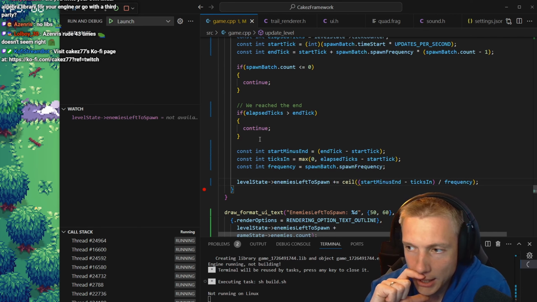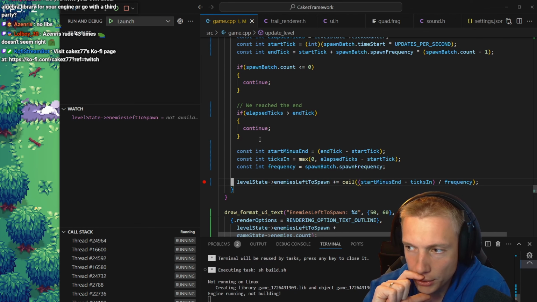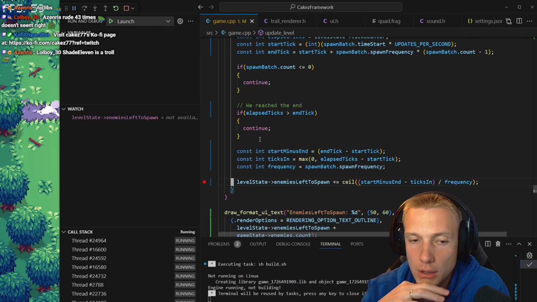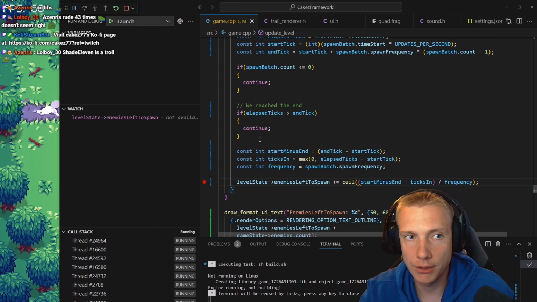Did you write your own linear algebra library for this engine or go with a third party? Hello, Fluffy Unicorn. I did write my own like math code whenever I needed it.